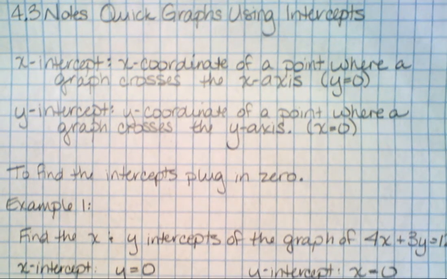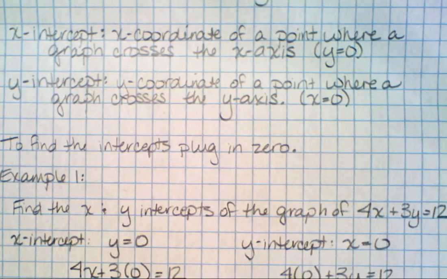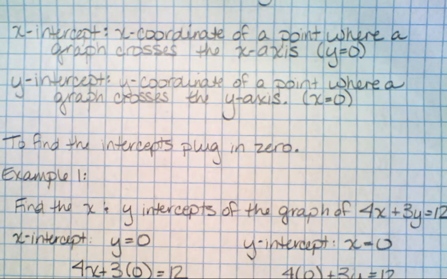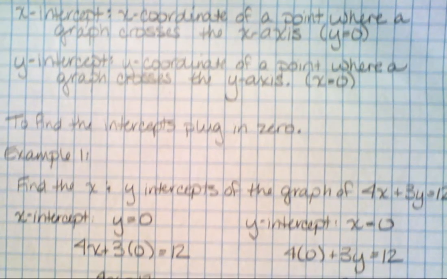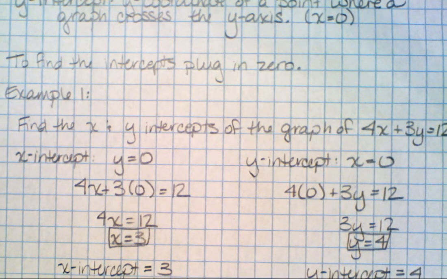So we have this equation here. It says find the x and y intercepts of the graph: 4x plus 3y equals 12. If we're looking for the x-intercept, we plug in 0 for y. So in place of y in that equation, I'm going to plug in 0. So I have 4x plus 3 times 0 equals 12. I solve that for x, and I find out that x is 3.